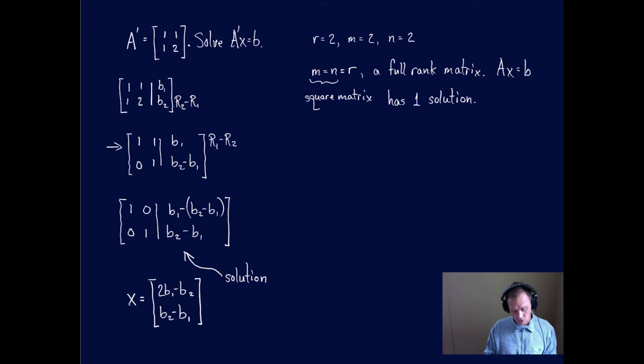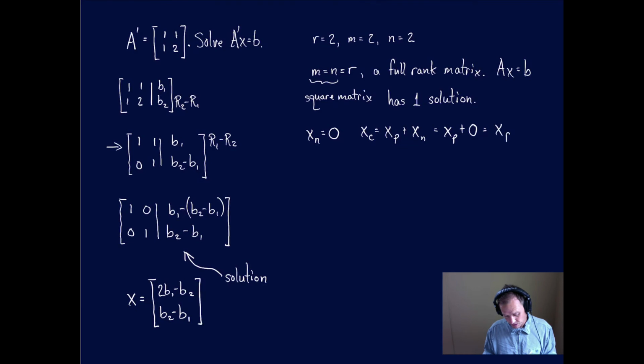Notice that there's no null space. So the null space in this case is just the 0 vector. And in the complete solution, the complete solution is whatever your one particular solution is plus your null solution. But that's just the particular plus 0. So your solution is just the particular solution. So we only have one solution when we have a full rank matrix.